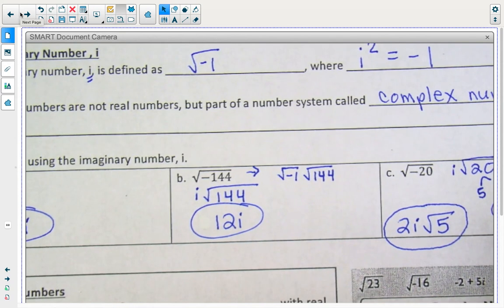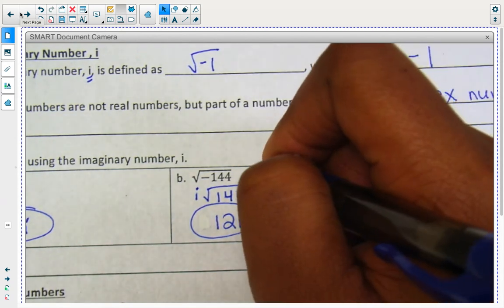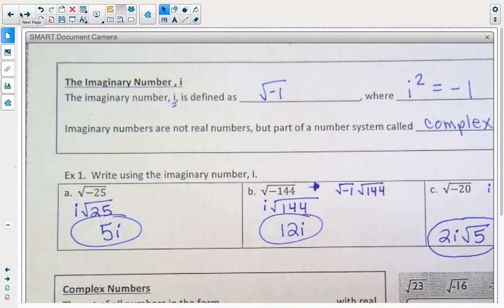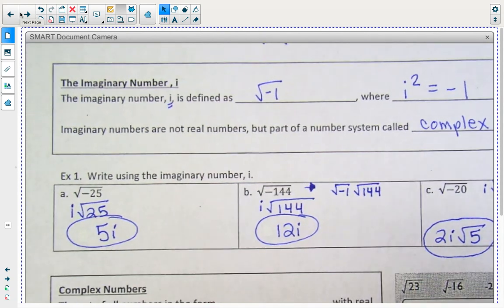Next one, I did a very similar thing here, and I did write one additional step in case we needed it there. So what we're really doing is we're taking out the square root of negative 1. So the square root of negative 1 is i. And then you're keeping the number positive because we know how to work with positive numbers. So the square root of 144 is 12, and then you just bring your i down. So the square root of negative 144 is 12i.